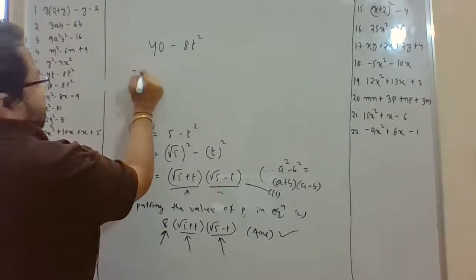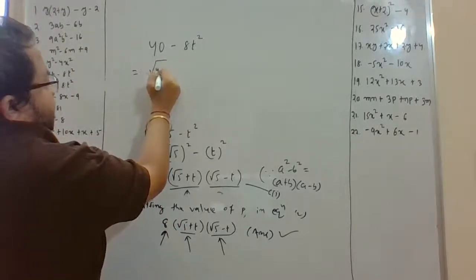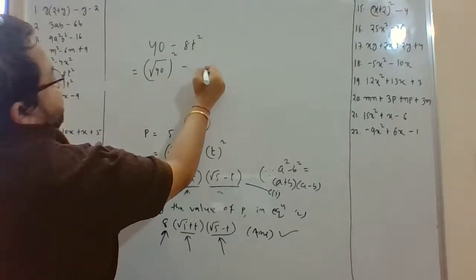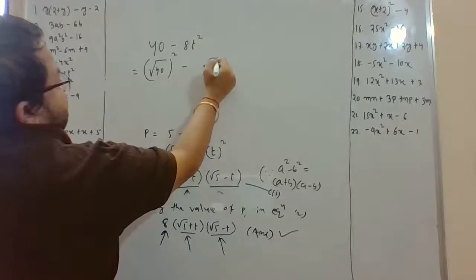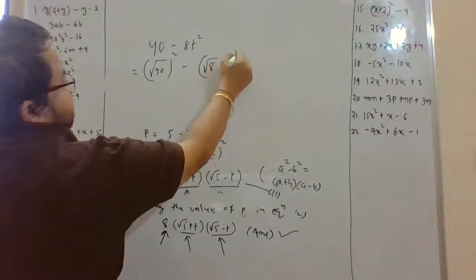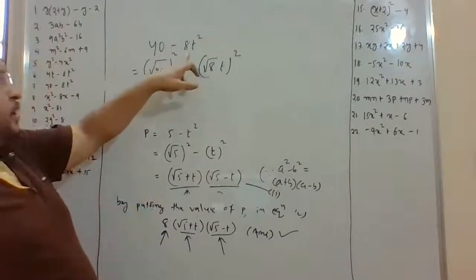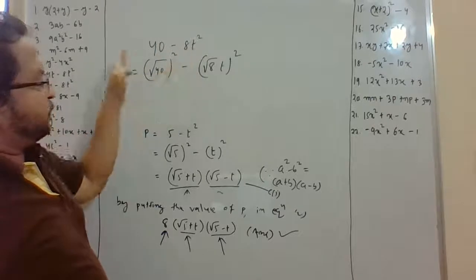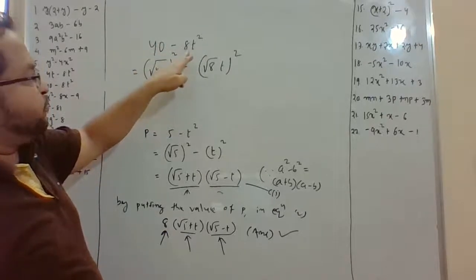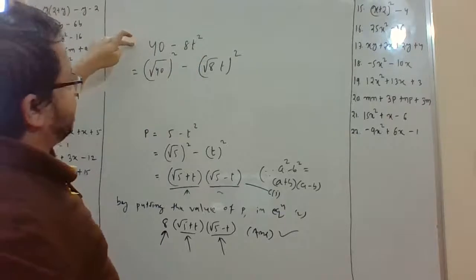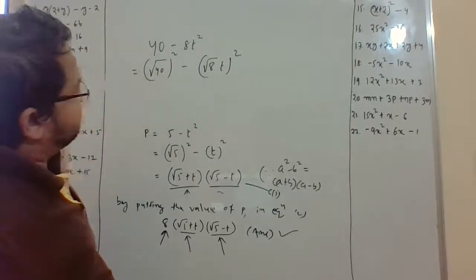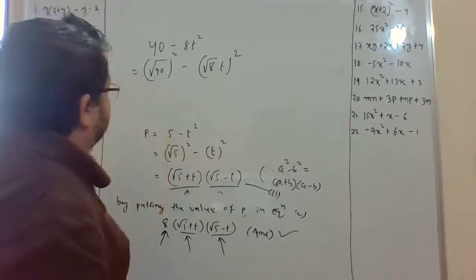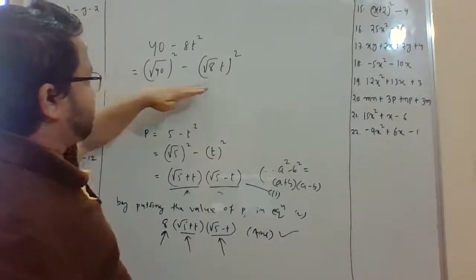But if you want, you can still say this is nothing but root 40 squared minus root 8 into t squared. Remember, when you have only two terms, where one term is a perfect square of a variable and the other is just a pure number, the easiest way to go ahead is the identity a squared minus b squared. So you have expressed it as a squared minus b squared.